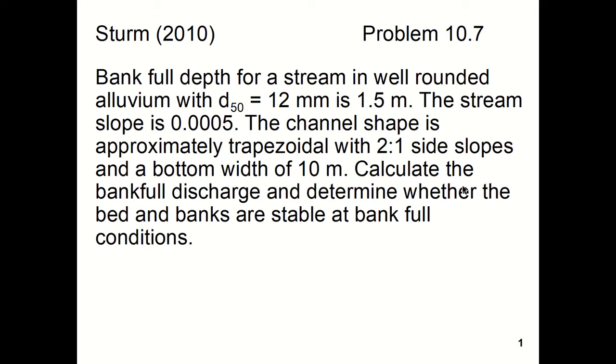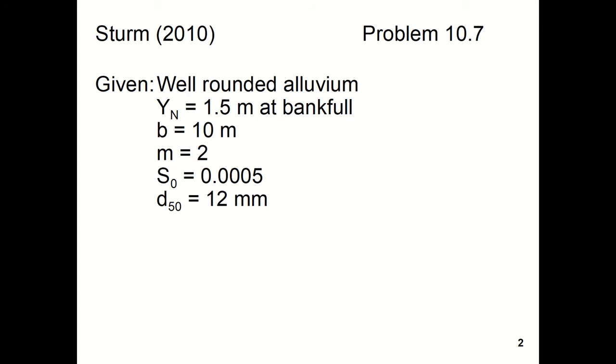We will talk about the significance of bankfull discharge in our next unit when we discuss natural channels. So in this example, it's a well-rounded alluvium. The normal depth is 1.5 meters at bankfull, bottom width of 10 meters, side slope of 2, bottom slope of 5/10,000ths, and the D50 of the gravel is 12 millimeters.